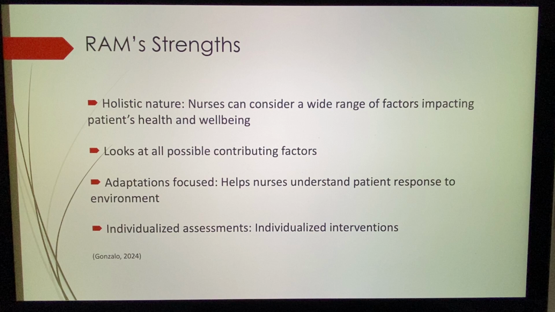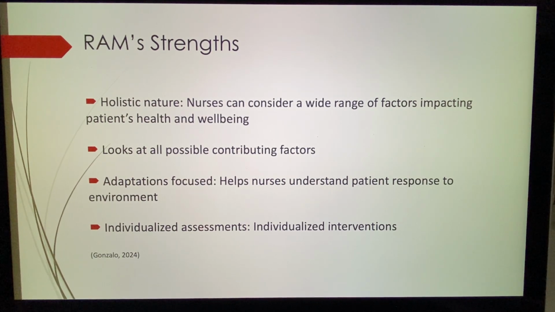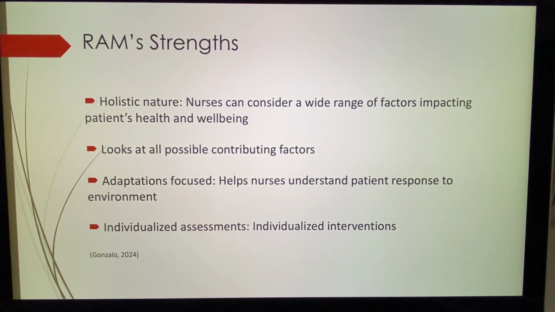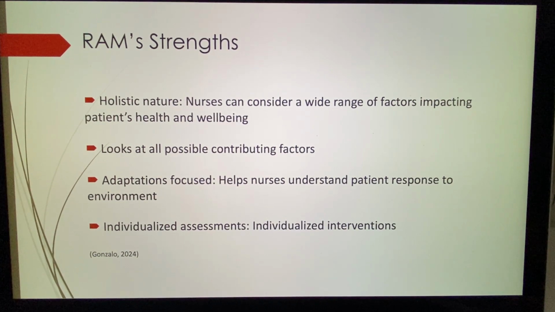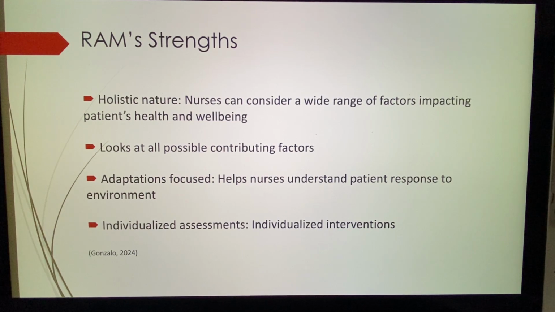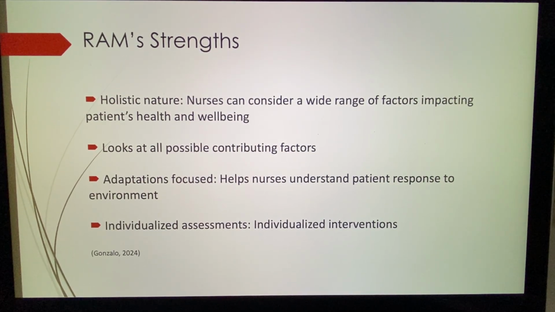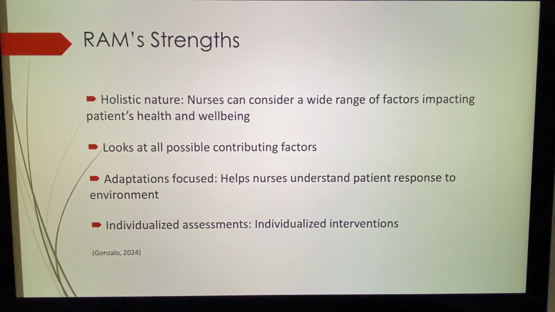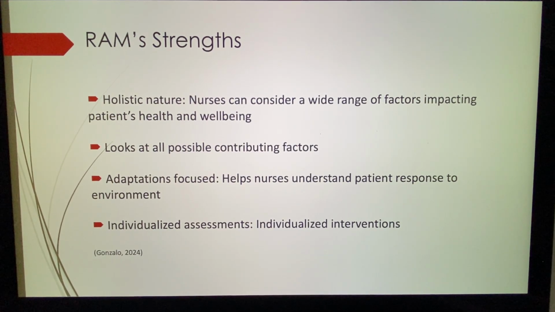So Roy's adaptation model has many strengths. Among them is its holistic perspective, which allows nurses to consider a wide range of factors that impact a patient's health and well-being. It looks at all possible contributing factors to a patient's health, and this model focuses on adaptations, which helps nurses understand how patients respond to their environments. This enables nurses to promote interventions that support positive adaptations. RAM also encourages individualized assessments, thereby resulting in unique interventions for each patient.